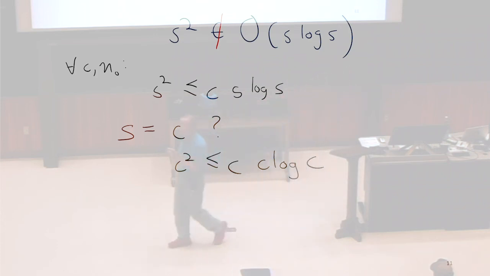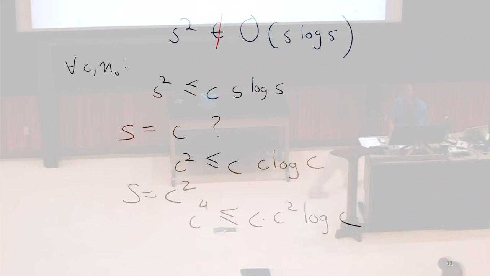Yeah. Okay, we could pick C squared. Good. And you may think, oh, is that allowed? C is a constant. We can pick any function of C we want, right? We could pick 2 to the C. We could pick C to the C to the C. We can pick anything we want because it's a constant. So if you pick C squared and plug it in, now we're going to get C to the 4th is less than or equal to C times C squared log C. Our goal is for this to not be true. So is it true that that's not true?